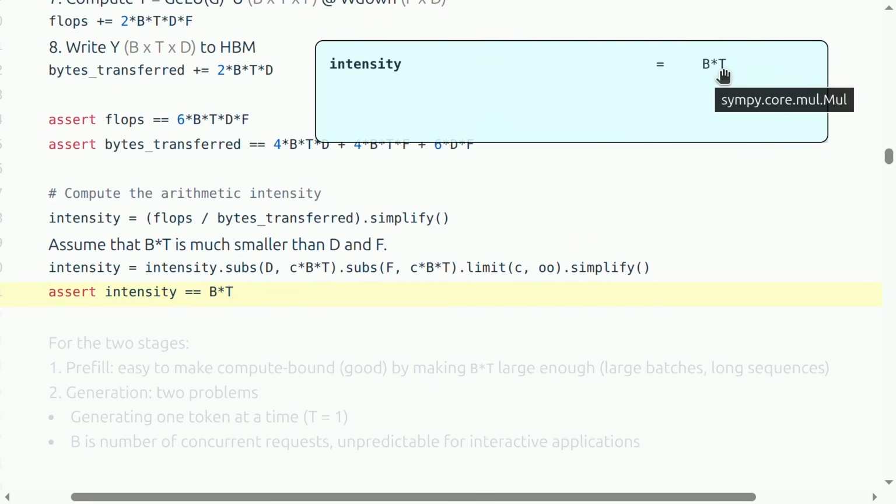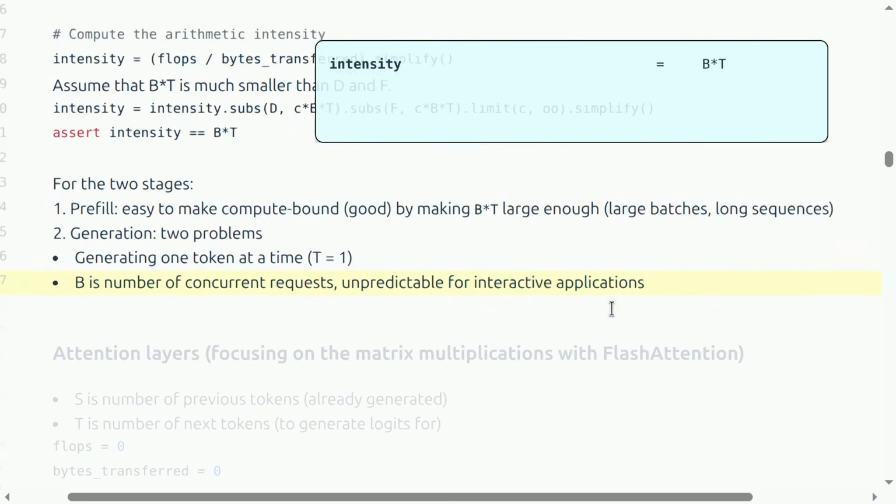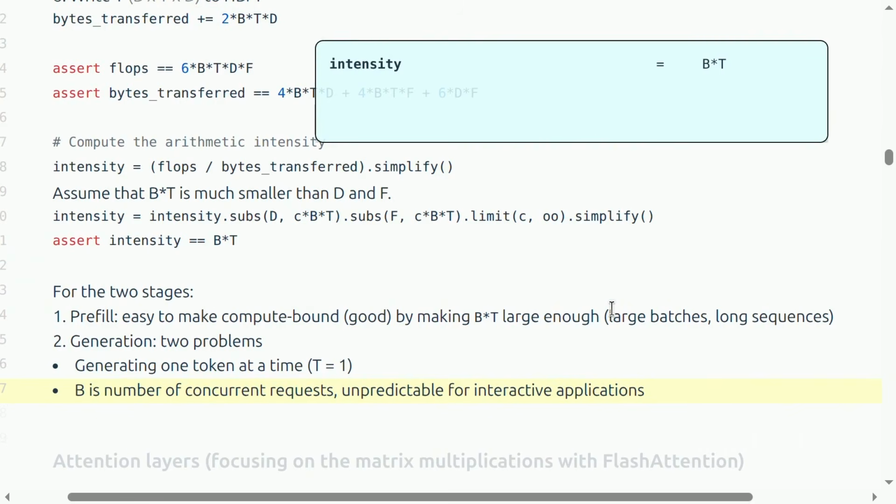Attention's a different story. For the MLP, as long as in the prefill you make B times T large enough, with large batches and long sequences, you'll be fine. Now let's look at generation. Remember, in generation there are two problems here. One is that in generation T equals 1. You're only generating one token at a time, and so that means your arithmetic intensity is going to be B. But B, in generation, is the number of concurrent requests.